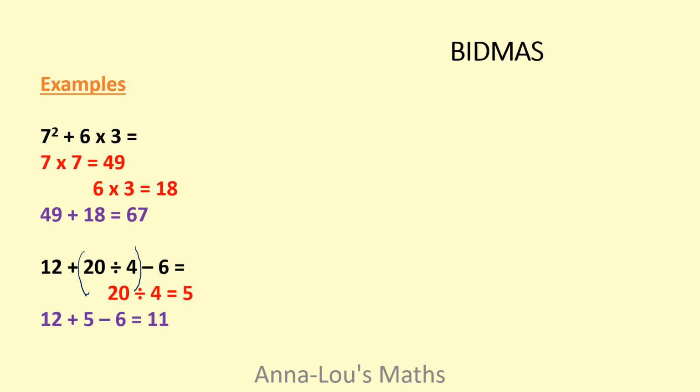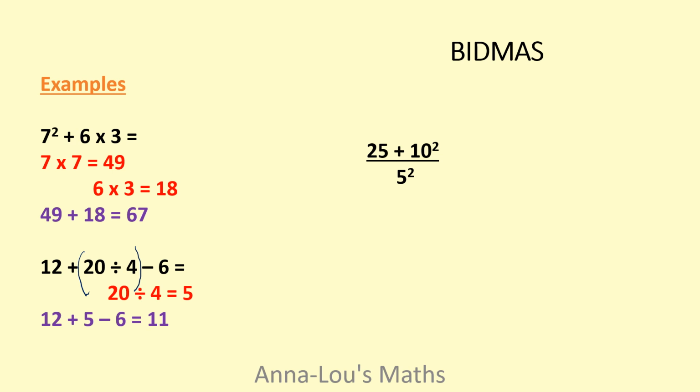So basically my question now just says 12 plus 5, which is 17, take away 6, which is 11. Final one that we'll look at together is 25 plus 10 squared over 5 squared. Now don't forget in maths, over is to divide. So it's 25 plus 10 squared divided by 5 squared.